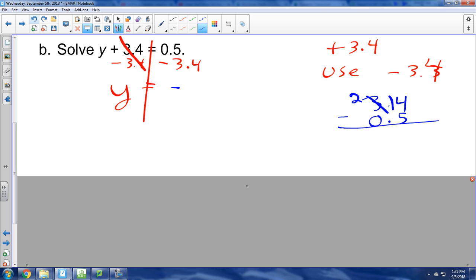Yes? Does this sound right? Okay, cool. Because I know sometimes they teach you some weird stuff these days. Okay, so 2.9, yeah? So do we agree that it's negative 2.9 here for our answer? Feeling comfortable? Yes?